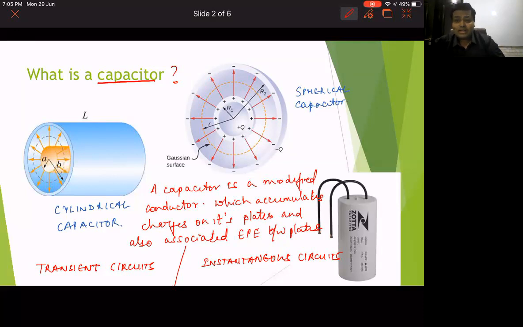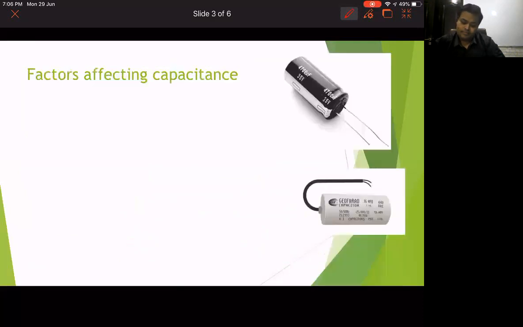The DC means a direct current, AC means alternating current. In our household, we get a supply of the alternating current. There, the capacitor has a different behavior. It behaves as a filter. We will, of course, study these things in much finer detail.